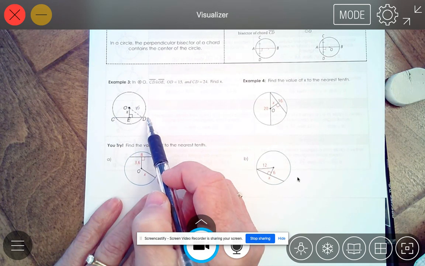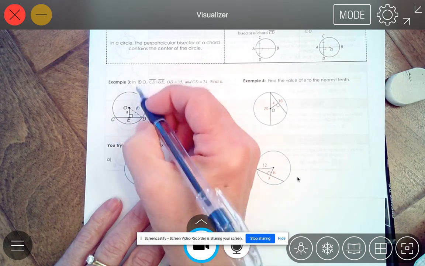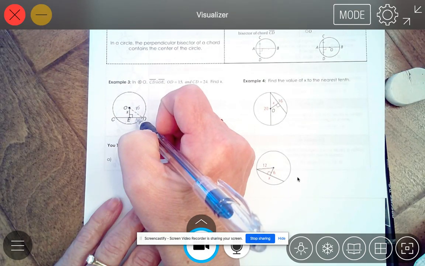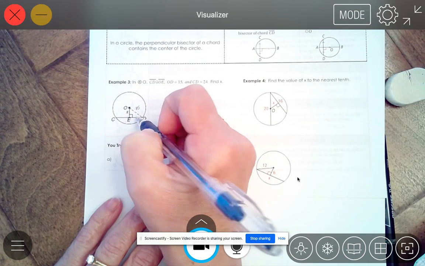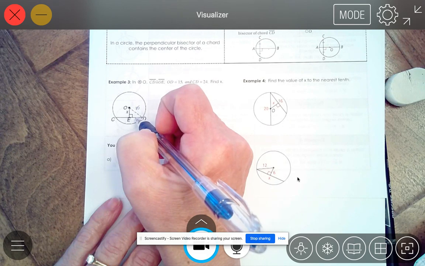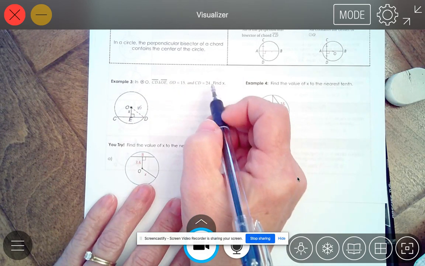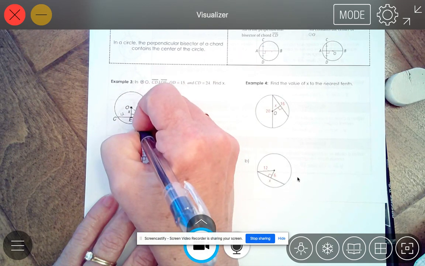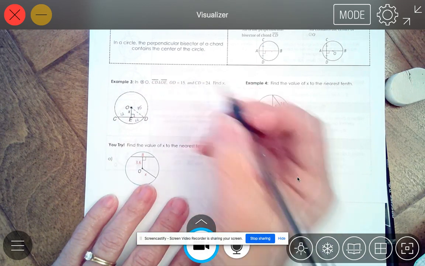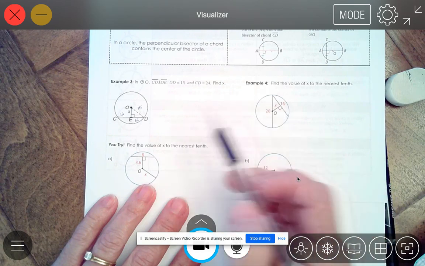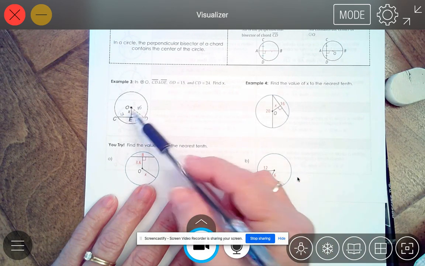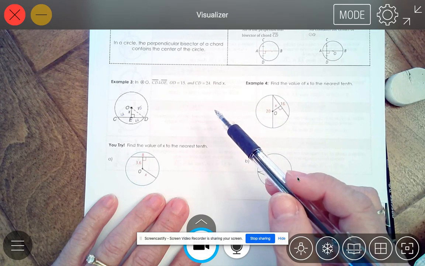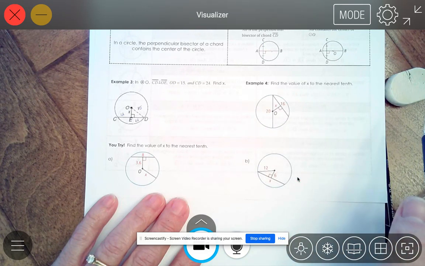CD is 24 units. Well, in our theorem up here, we've seen that if it's perpendicular, it is going to bisect this chord. So if this is 24, we have 12 on this side and 12 on this side. You can use your Pythagorean theorem and find the value of x. You can use the Pythagorean theorem in the way we've done on all of these others down here.